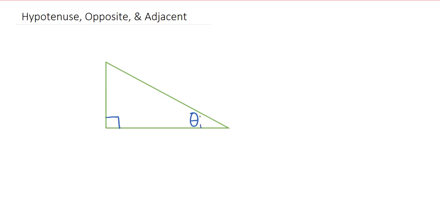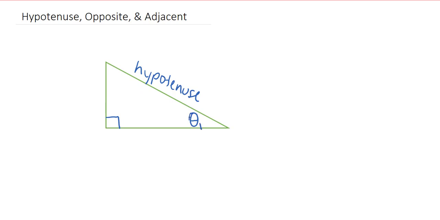When we talk about all these words, the hypotenuse will always be here. This is the longest side. It's opposite the right angle, but it is the longest side of a triangle, so the hypotenuse. Now, what about opposite and adjacent? These terms are all relative to the angle we're talking about.